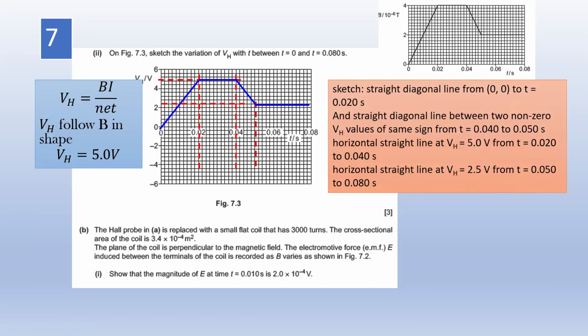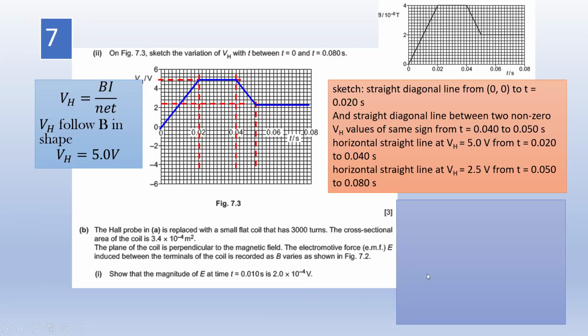There's a marking scheme, how they will award you the marks. The probe is replaced with a small flat coil that has 3,000 turns. The cross-sectional area is given. The plane of the coil is perpendicular to the magnetic field. The electromotive force induced between the terminals of the coil is recorded as B varies as shown in figure 7.2. Show that the magnitude of E at the time 0.01 second is 2.0 times 10 to the power minus 4 volt.